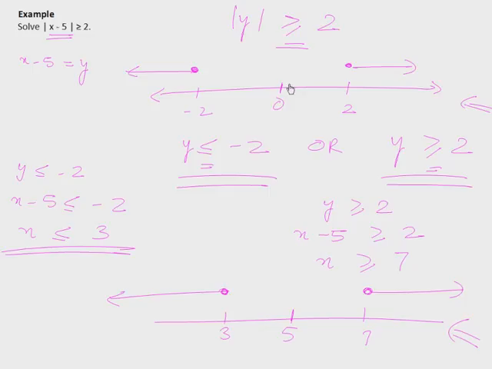2 away from 0 on either side. Here I'm 2 away from 5 on either side. And there's a reason for this. I have x minus 5 and y was x minus 5. So the difference between x and y is 5. So if y was centered around 0, x will be centered around 5.